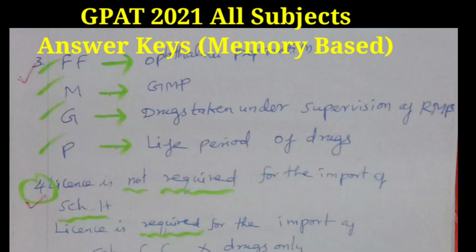Then the next question from the other subjects. Schedules: Schedule F, ophthalmic preparations. Schedule M, good manufacturing practice. Schedule G, drugs taken under supervision of a registered medical practitioner. Schedule P, life period of drugs. Then the last question. License is not required for the import of Schedule H drugs. License is required for the import of Schedule C, C1 and X drugs.